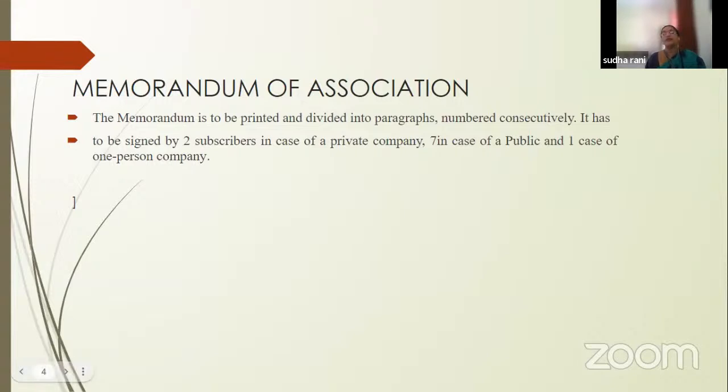huge expenditure. That is very expensive. That is the reason why, being a fundamental document, and the entire functioning and structure of the company depends on this document, it has to be prepared with very utmost care and attention. And this document has to be printed, and the information in this document has to be divided into various paragraphs and numbered consecutively.